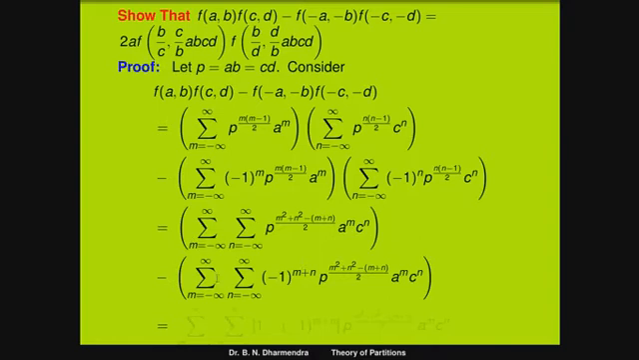In the terms we can take the common term, and also here both the terms have a to the power of m, c to the power of n, and also p to the power of something. So we can take the common factor, that is equal to summation m running from minus infinity to plus infinity, summation n running from minus infinity to plus infinity, 1 minus of minus 1 to the power of m plus n, into p to the power of m square plus n square minus of m plus n divided by 2, into a to the power of m into c to the power of n.